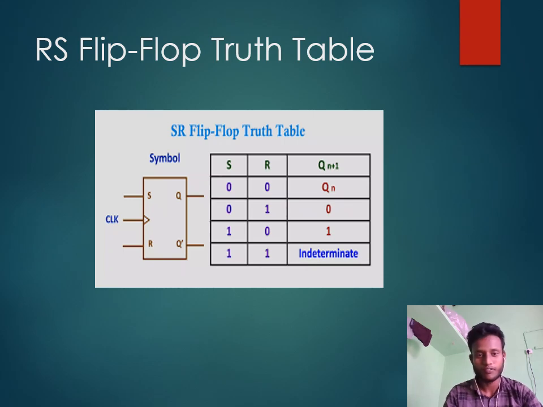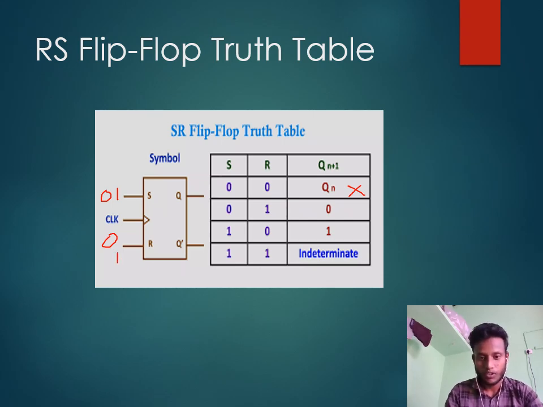Now see the RS flip-flop truth table. When you give both inputs S and R low, the output is no change. That is the no change condition. When you give 1 to S and 0 to R, it is the set condition. Or we can give 0 to S and 1 to R. It is nothing but the reset state.